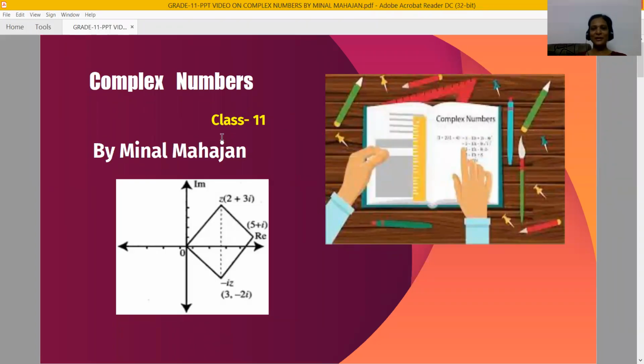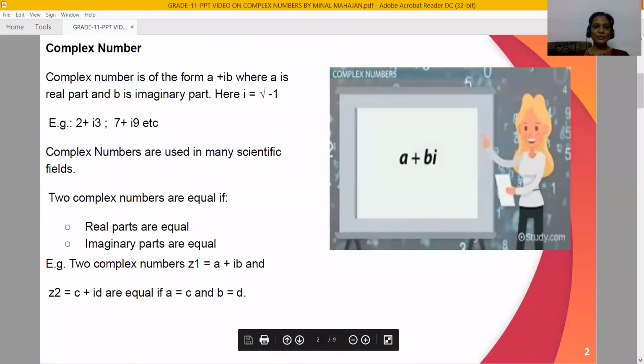Students of class 11, today our topic is complex numbers. So who invented complex numbers, do you know? Have you heard about Raffaello Bombelli? During the 16th century, an Italian called Raffaello came up with the equation.